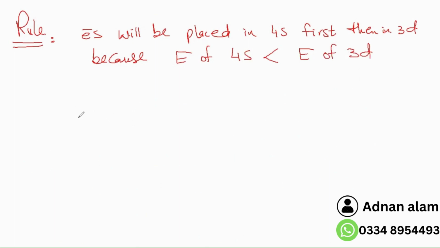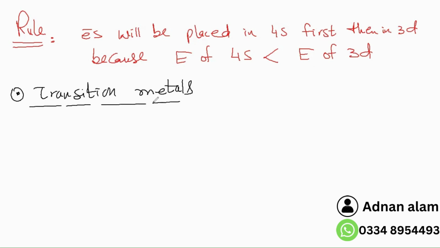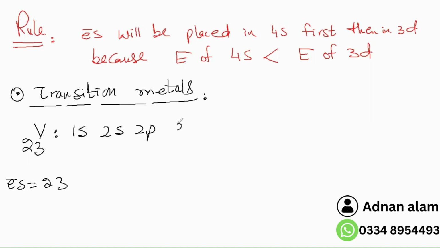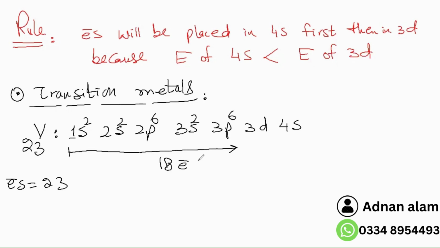Okay, so here we come to the electronic configuration of transition metals. So how to proceed for transition metals? Suppose vanadium's proton number is 23. Since the proton number is 23, it means there are 23 electrons in vanadium. So how to place electrons? We write 1s, then 2s, then 2p, then 3s, 3p. 3d should be written before 4s. But electrons will be placed in this order: the lowest energy orbital is 1s. We place 2 electrons here, then 2 electrons here, then 6 electrons here, then 2 electrons here, then 6 electrons here. So till this point, 18 electrons have been placed.